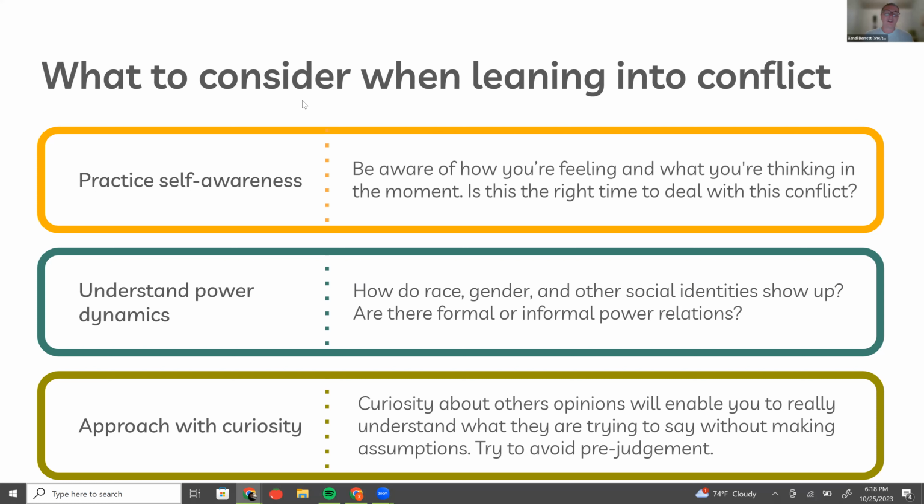And then there are also strategies you can use to get yourself out of those fight, flight, freeze responses, so that you can channel that energy and give yourself space to really think through how you want to deal with things. The next is understanding power dynamics.